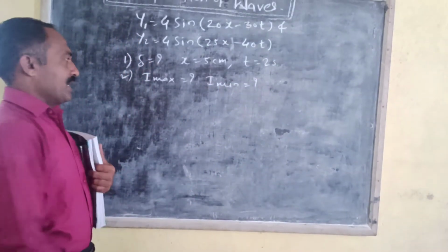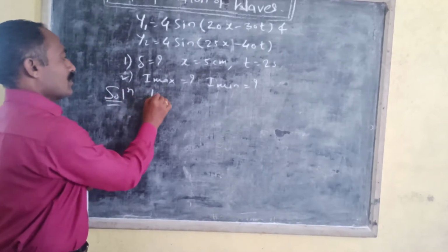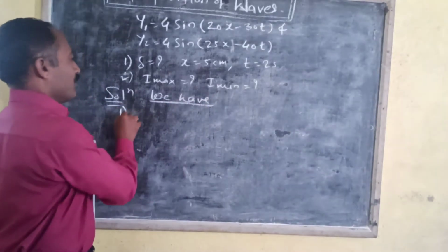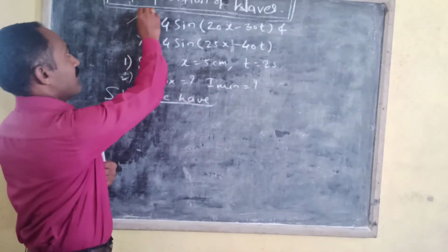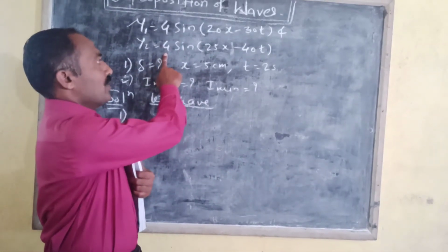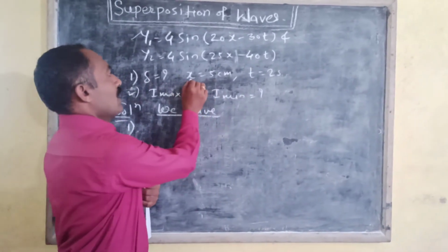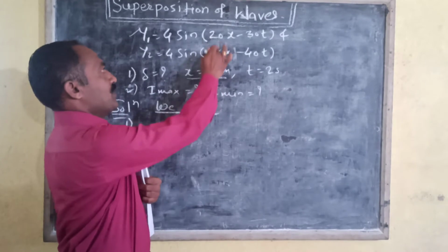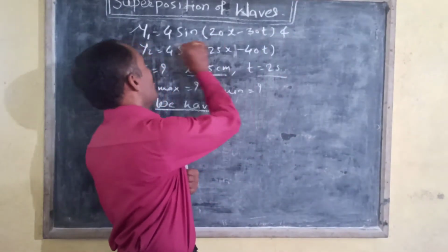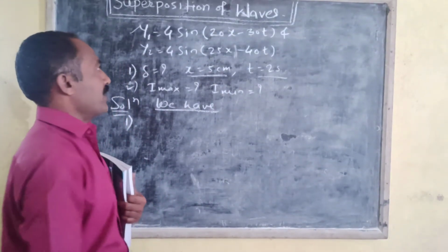Now we have to solve this. We have y1 is equal to 4 sine (20x minus 30t) and y2 is equal to 4 sine (25x minus 40t). We put x equal to 5 centimeters and t equal to 2 seconds in both equations, calculate the values of y1 and y2, and then calculate the phase difference.